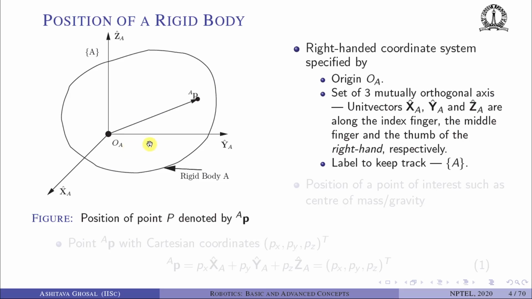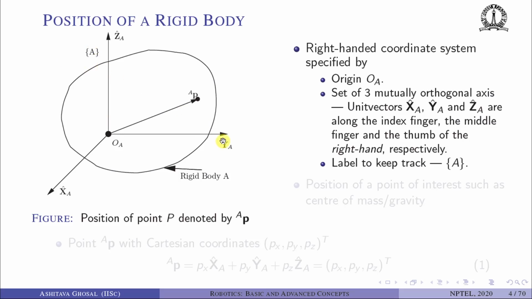So the right-handed coordinate system is specified by an origin OA and a set of 3 mutually orthogonal unit vectors XA, YA, and ZA. You can think of these along the index finger, the middle finger, and the thumb of the right hand respectively. And as mentioned, we will label each coordinate system, and in this case it is labeled as curly bracket A.